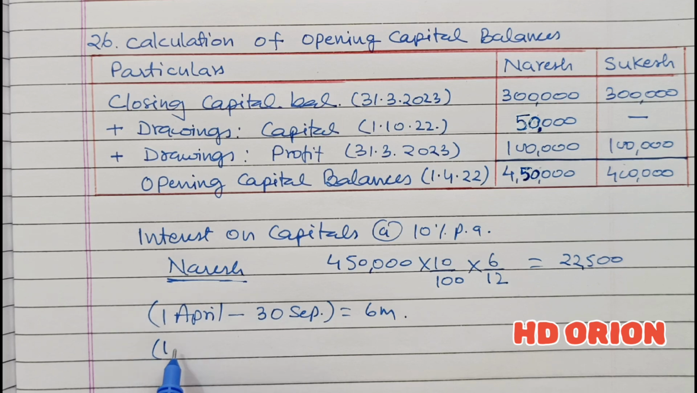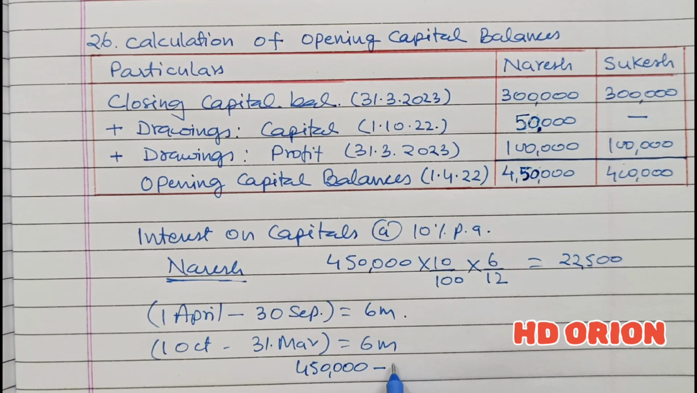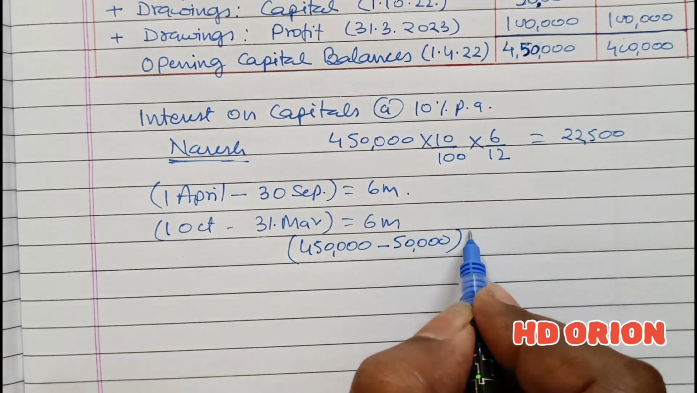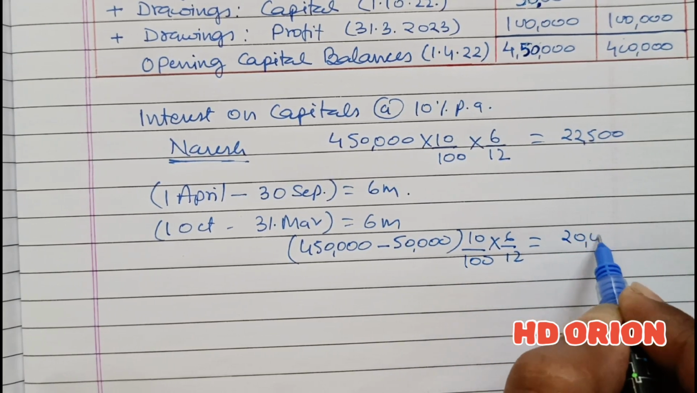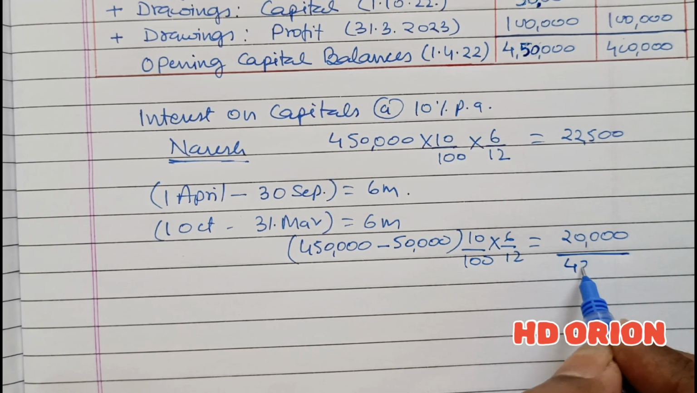From 1st October to 31st of March 2023, it is again 6 months, and he has withdrawn rupees 50,000 out of capital. So now his capital has reduced by 50,000. So it is 4,50,000 minus 50,000, that becomes 4 lakh. Now on this 4 lakh we will charge interest at 10% for the remaining 6 months, and now it is 20,000 rupees. So this way interest on capital for Naresh is 42,500.